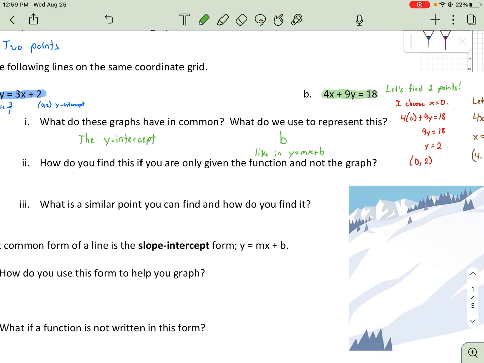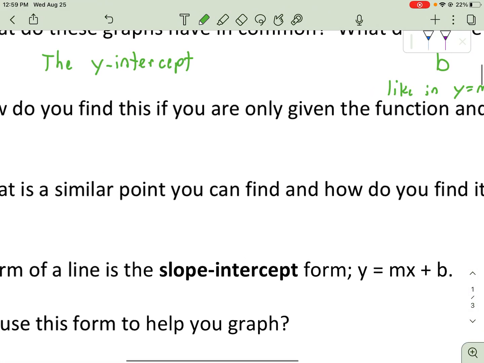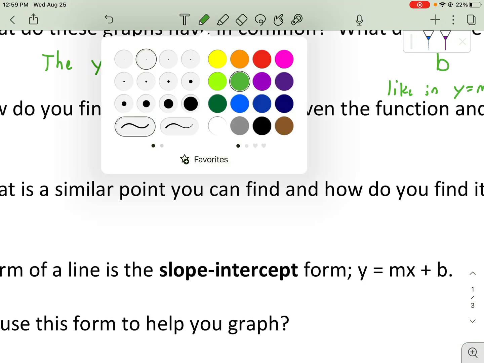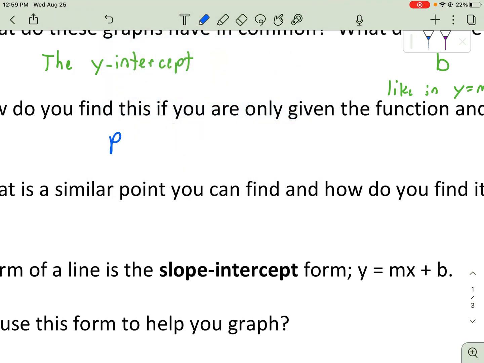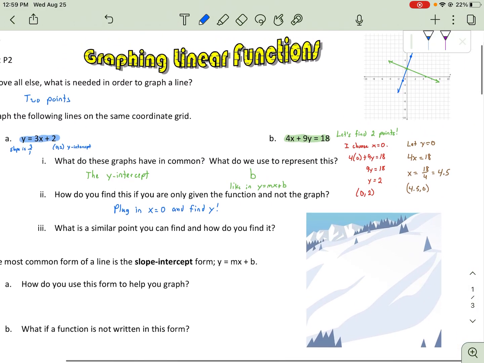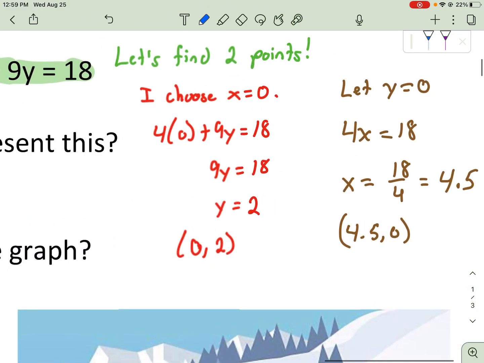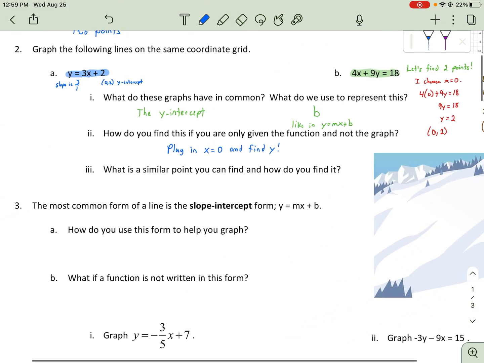How do you find this if you're only given the function and not the graph? So how do you find a y-intercept? Well, every y-intercept in the world occurs when x equals 0. Plug in 0 for x and find y. And that will give you the coordinates of your y-intercept, which is exactly what we actually did right here in red. I chose x to be 0, and I found a coordinate right there, which was the y-intercept.